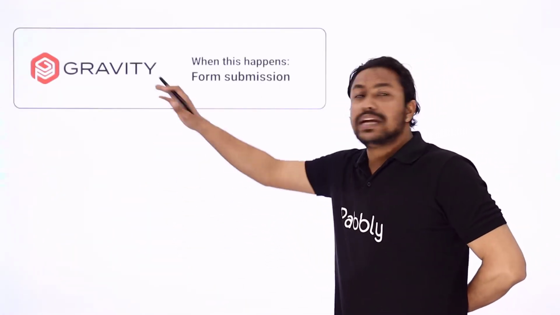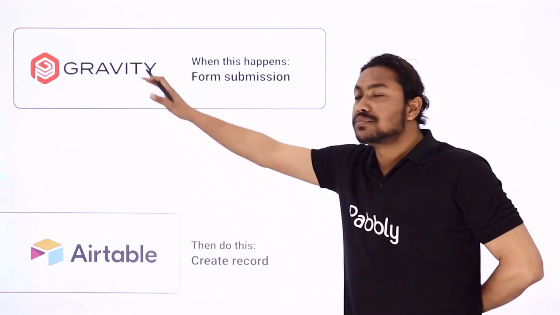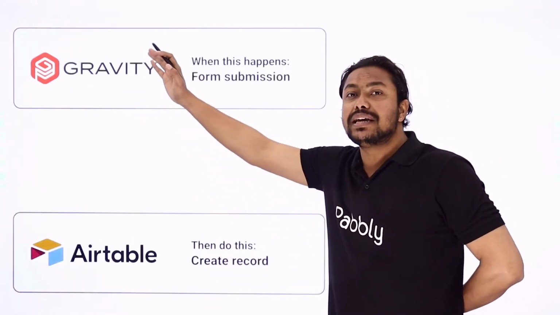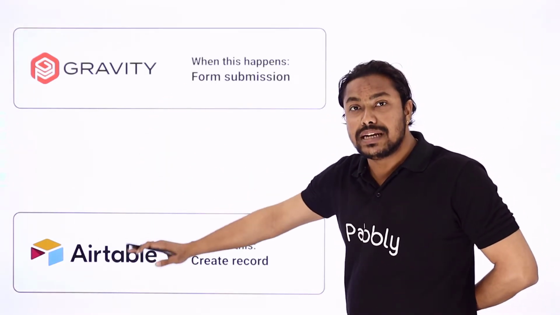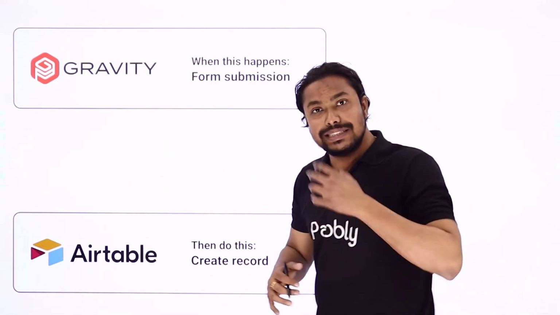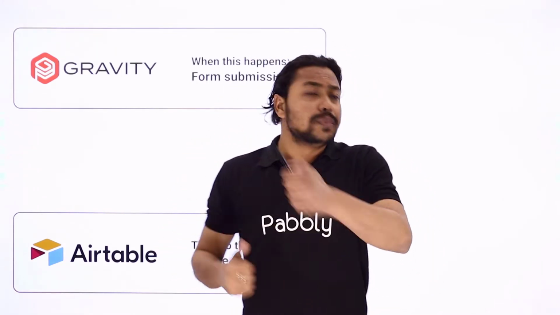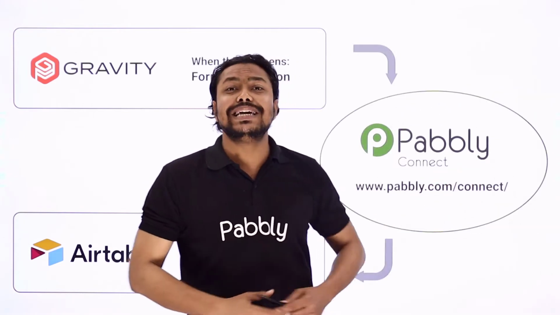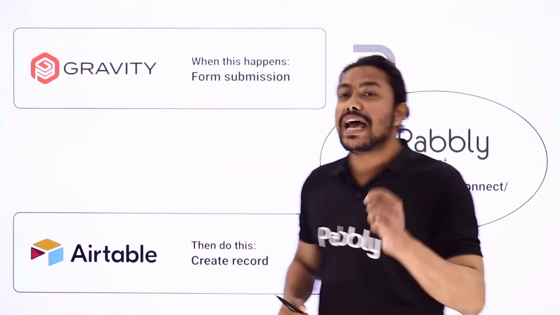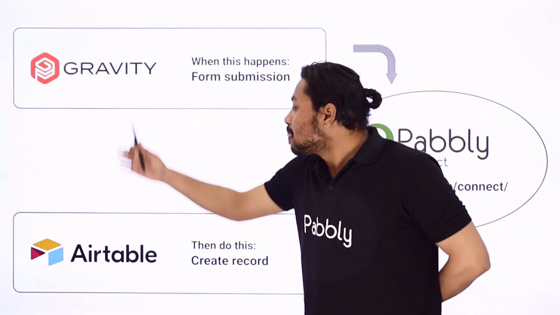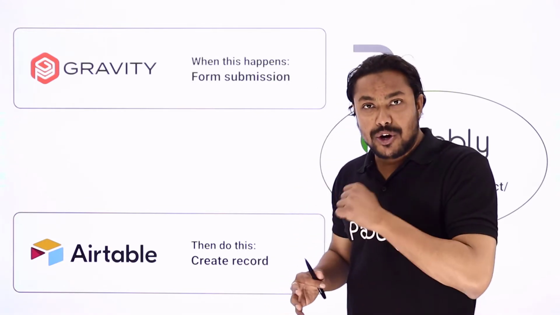First, we are going to make a form submission in our Gravity form, and then that form submission details will directly be connected to our Airtable, and then it will be sent to our Airtable database and it will be saved. Okay. Now, to do this automation, we are going to use an integration and automation service, Pabbly Connect. So Pabbly Connect will help us connect Gravity and Airtable together so that we can have this automation.